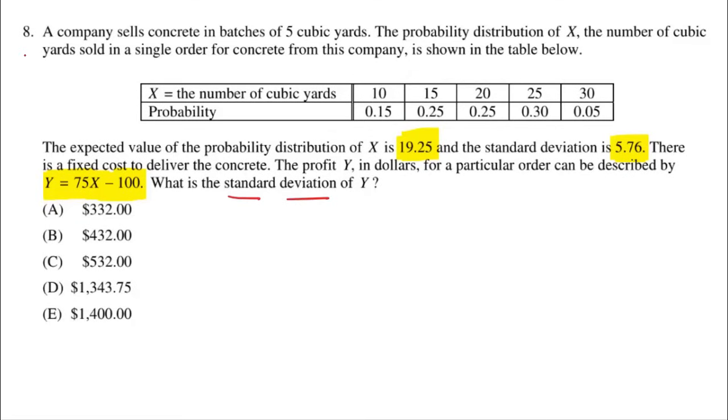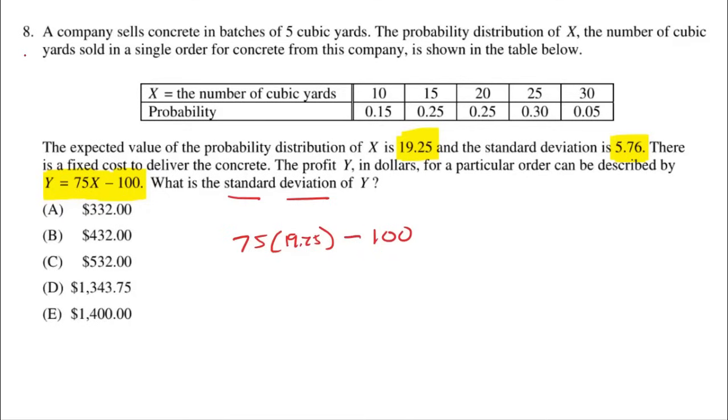Well, this is where we have to understand a really important concept. When you're working with means, multiplication, addition, subtraction all affect the mean. So if the question was, what's the mean of y? I would simply take 75. I'd multiply it by the 19.25 because multiplication affects the mean, and subtract 100 because subtraction affects the mean, and I'd get my new mean for the profit.